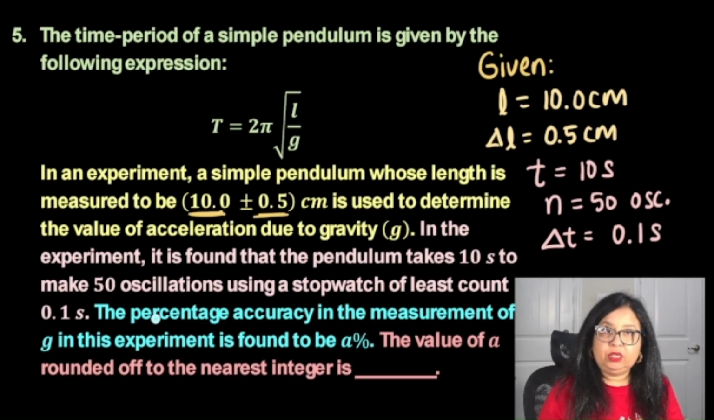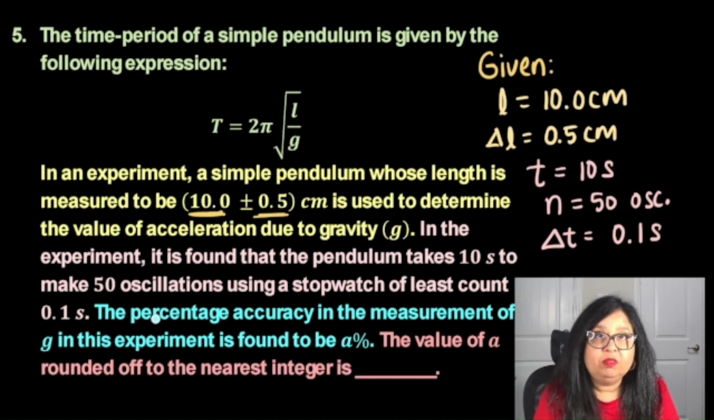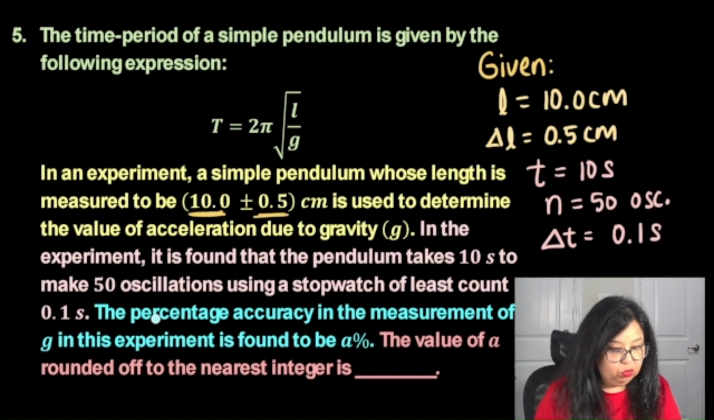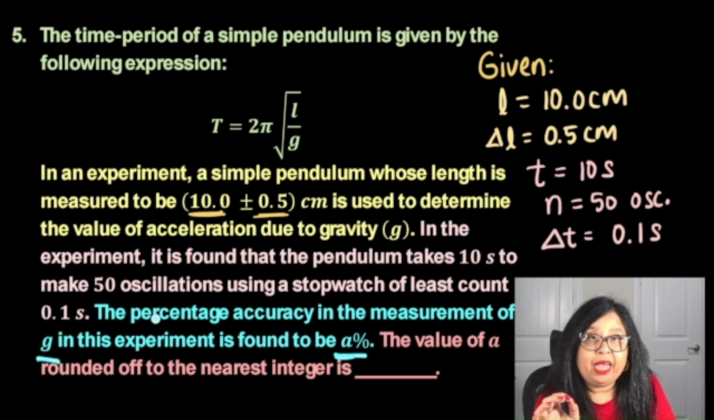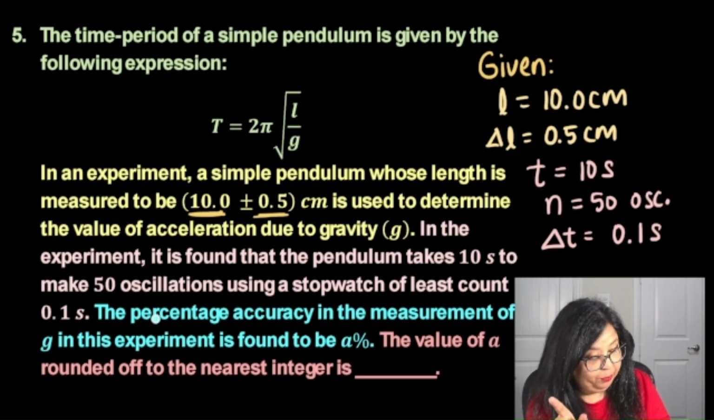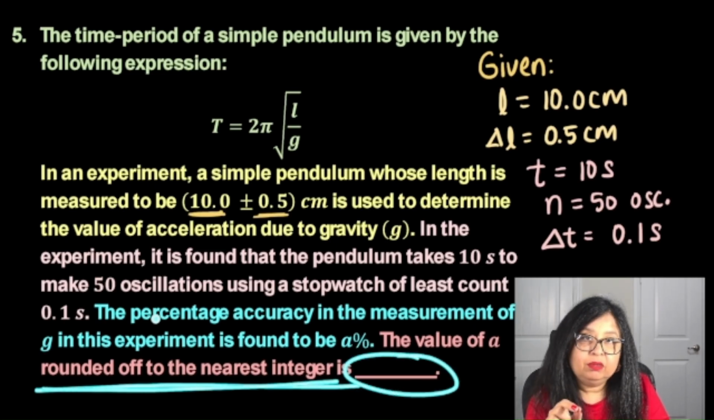So now the terminology is slightly different from what we have seen in the previous problems. In the previous problems, you heard terms such as error in the measurement or the percentage error, but here it is saying percentage accuracy, but it means the same thing. It means percentage error. So the percentage error in the measurement of g is A%. Now remember, in the last problem, this was A over 2%. And we were asked to solve for A. Just the same way, we're asked to solve for A, rounded off to the nearest integer.